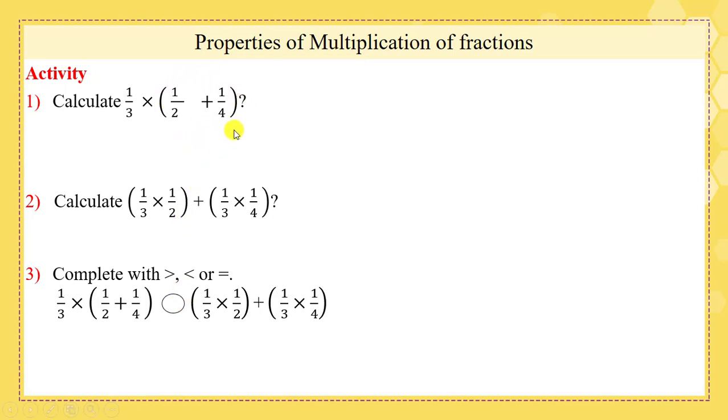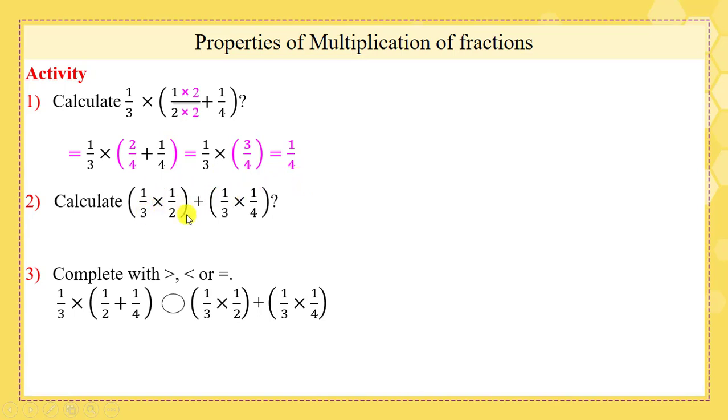Adding unlike fractions. We know that to add unlike fractions, we must change them to like fractions. We know that 2 times 2 equals 4, so we multiply the numerator and denominator by 2. 1 over 3 times 2 over 4 plus 1 over 4 equals 1 over 3 times 3 over 4. Simplify 3 and 3, so the answer is 1 over 4.